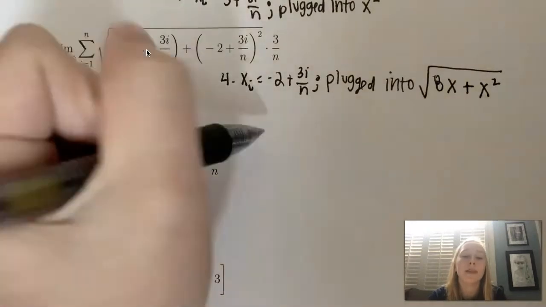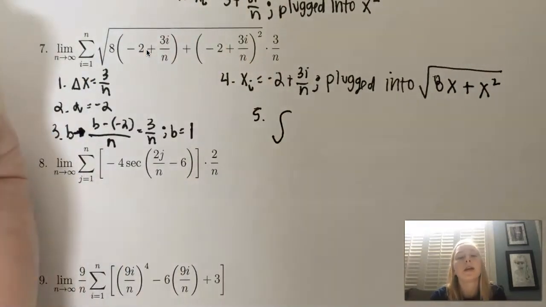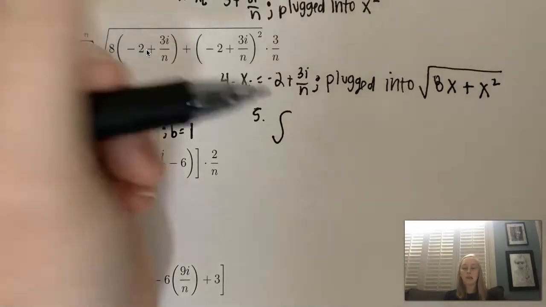And then finally, we just write that integral using the b and a that we found, and then the equation.